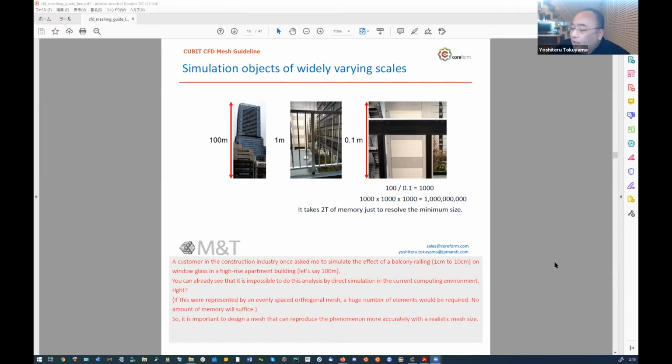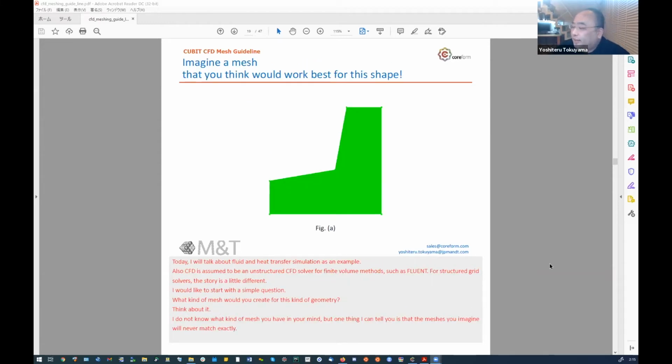So it is important to design a mesh that can reproduce the phenomena more accurately with a realistic mesh size. Today, I will talk about a fluid and heat transfer simulator as an example. Also, CFD is assumed to be an unstructured CFD solver for the finite volume method, such as Fluent. For a structured grid solver, the story is a little different.